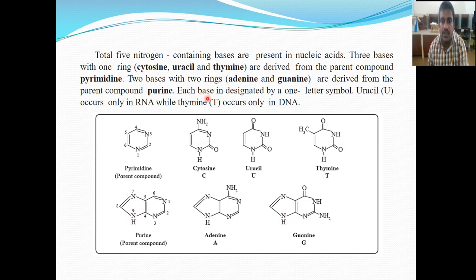You can see that each base is designated by one letter. For uracil we use the letter U, and for cytosine C. Uracil occurs only in RNA, while thymine occurs only in DNA. This is the base pairing, ATGC. Later on we will discuss that base pairing.